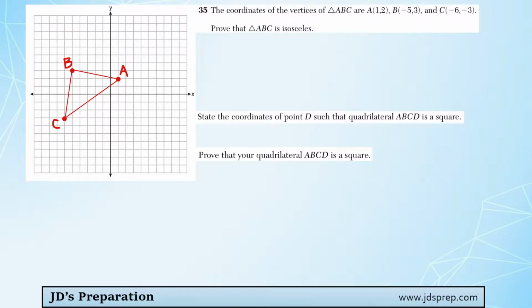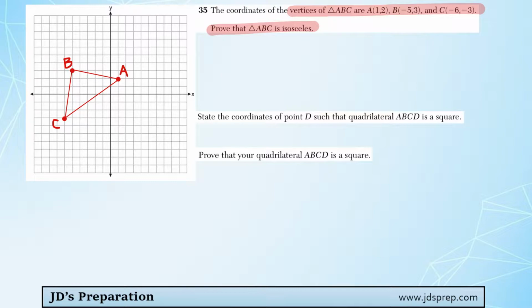To start this problem off, since we're given the coordinates of the vertices of triangle ABC, I've gone ahead and labeled them in this Cartesian plane. So for the first part of this problem, we are being asked to prove that that triangle is isosceles. Remember, an isosceles triangle means that two of the three side lengths are the same.